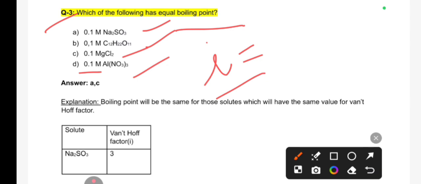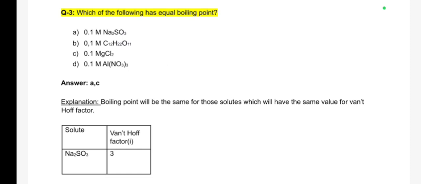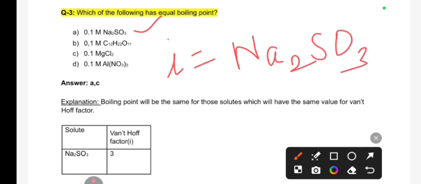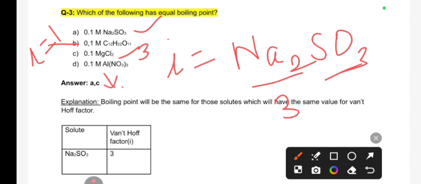Okay, so now you can see the i value for sodium sulfate. How many ions will be formed? Na2SO4. How many sodium ions? 2. 1 ion of SO4. So total it will be 3. Okay. In case of sucrose, i value is equal to 1. In case of magnesium chloride, i value is equal to 3. In case of aluminum nitrate, i value will be 4.